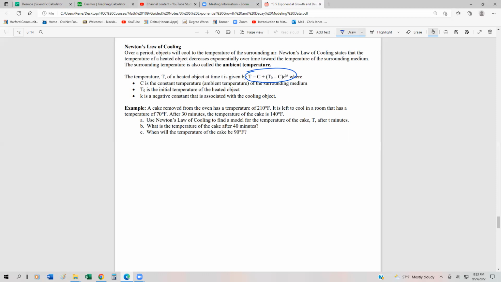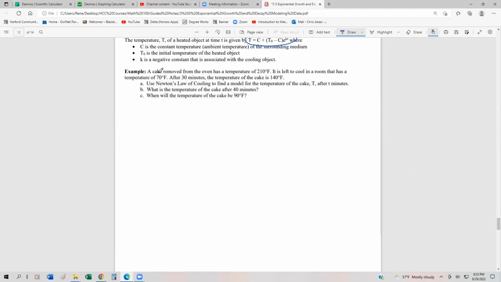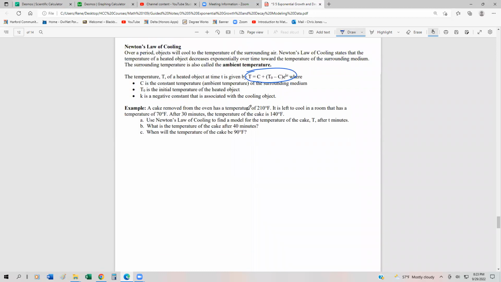So some problems that would ensue. Let's say we pull a cake from an oven and the cake has a temperature of 210 degrees Fahrenheit. It's left to cool in a room that has a temperature of 70 degrees Fahrenheit. After 30 minutes, the temperature of the cake is 140 degrees. So it tells us that the initial temperature is 210 and this ambient temperature is 70. It also tells us after 30 minutes the temperature of the cake. So let's use Newton's law of cooling to find a model.